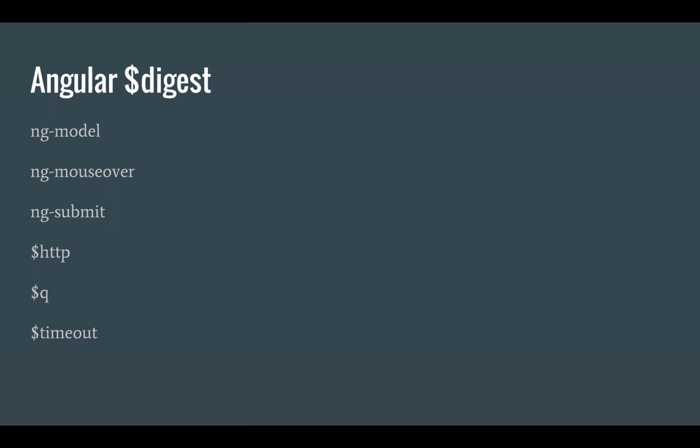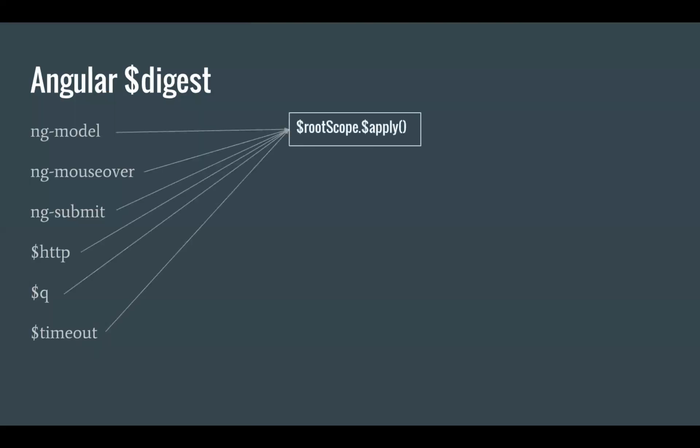On the left here are examples of different directives or services that are built into Angular that automatically call the digest cycle through a function called $apply, or $scope.$apply. So when you attach, for instance, an ng-mouseover to a div element, and you mouse your cursor over that element, it's going to call that $rootScope.$apply function every time that directive has noticed that you've moused over it.